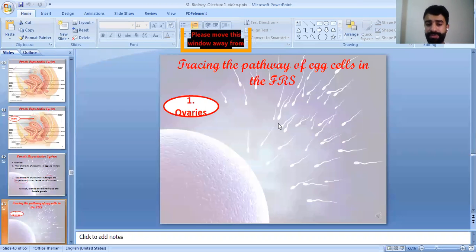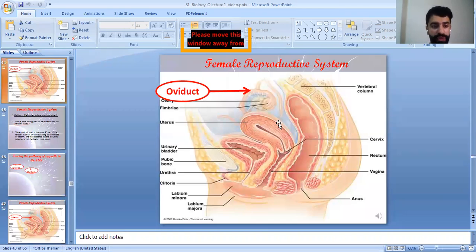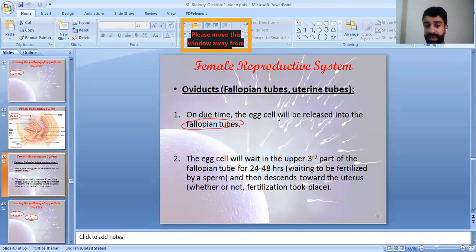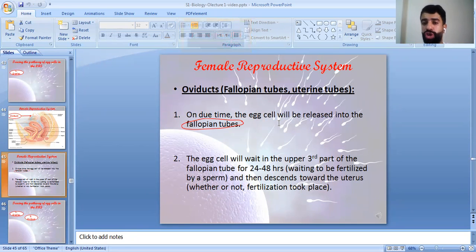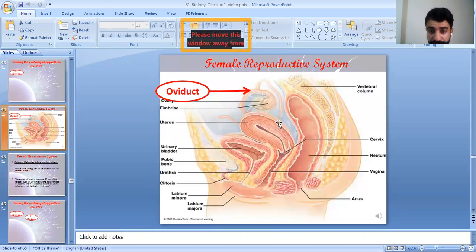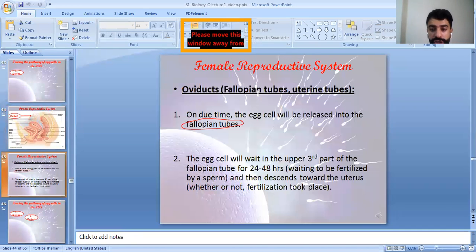We have the ovaries, and then after the ovaries, we have the oviduct. Whenever the eggs are released from the ovaries, they move into the oviduct, which is called the fallopian tubes or the uterine tube. The most used name is the fallopian tubes. The egg will wait in the upper third part of the oviduct in order to be fertilized by sperm. And then, whether or not fertilization takes place, it will move toward the uterus.